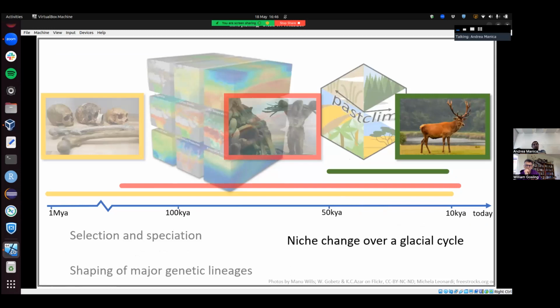So then moving on, we've seen how well climate can, in a way, explain why we have these genetic lineages that are basically the result of these barriers and these moments of expansion. The final thing that I want to show you very quickly is just some work that we've done recently, looking at how the niche can change over time.